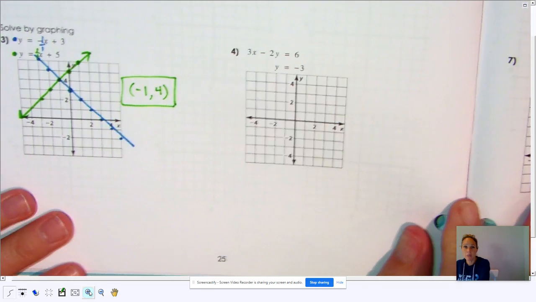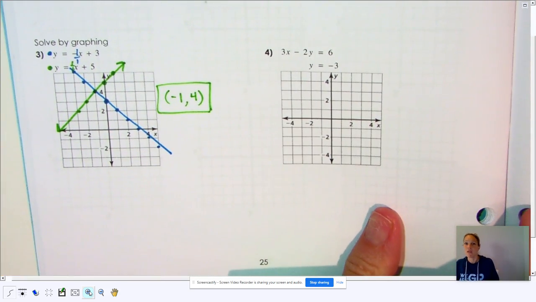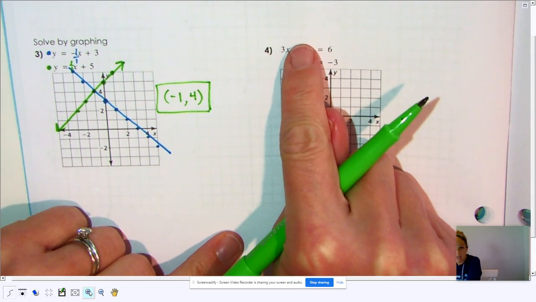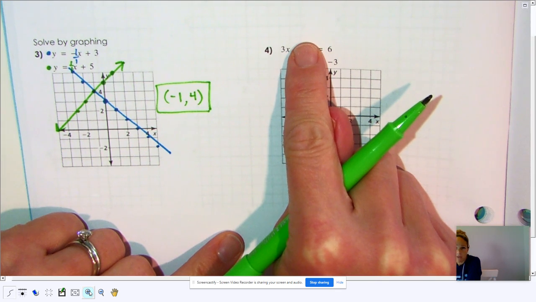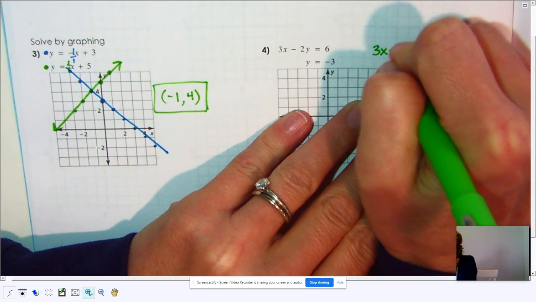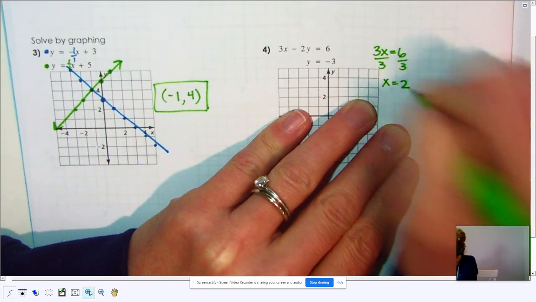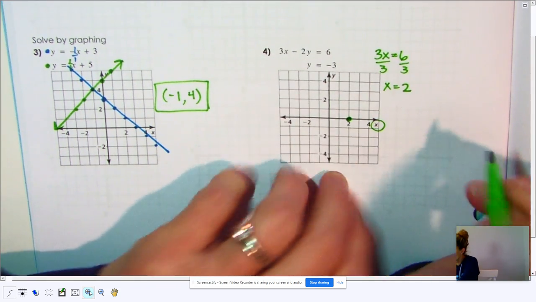All right, problem number 4 is a little bit more challenging because it's written in standard form. So we have to find the x and y intercepts with the cover-up method. Okay, so if I cover up or put in 0 for y, that part goes away. So I have 3x equals 6, so that's what I'm going to write. 3x equals 6, divide by 3. So x is equal to 2. So I'm going to put a dot right there. Remember, here's x. X is equal to 2 at that point.